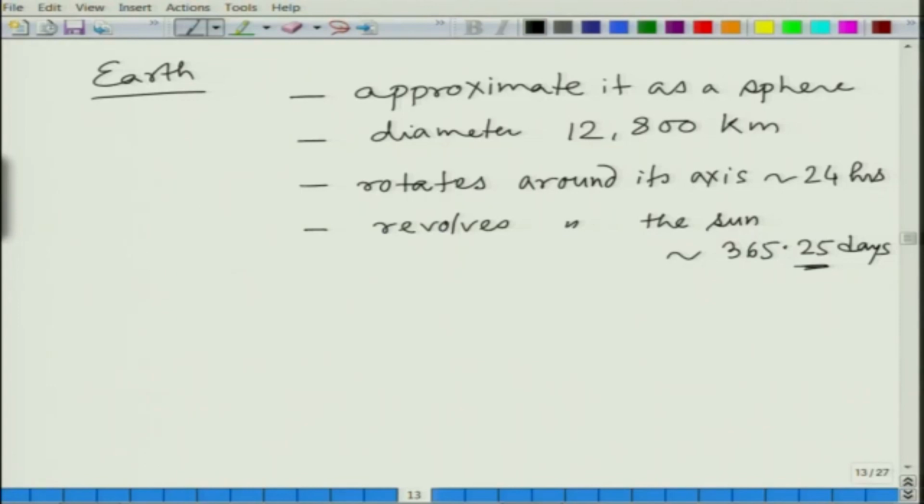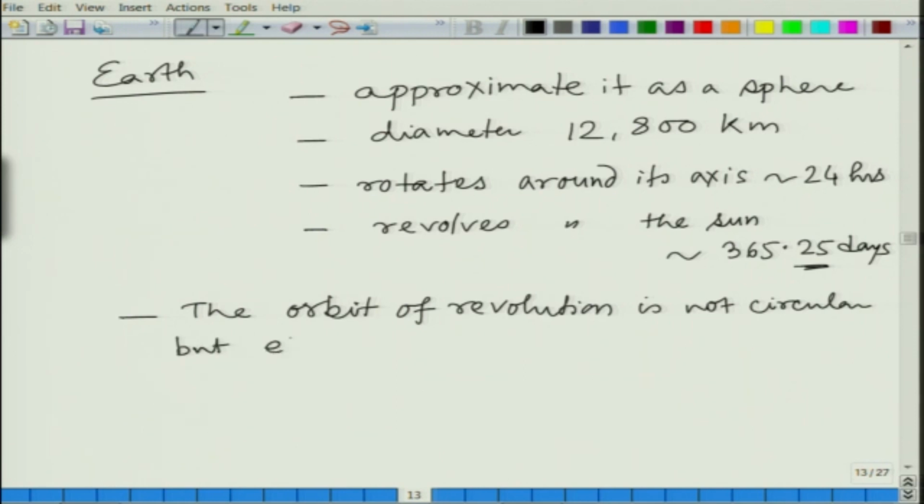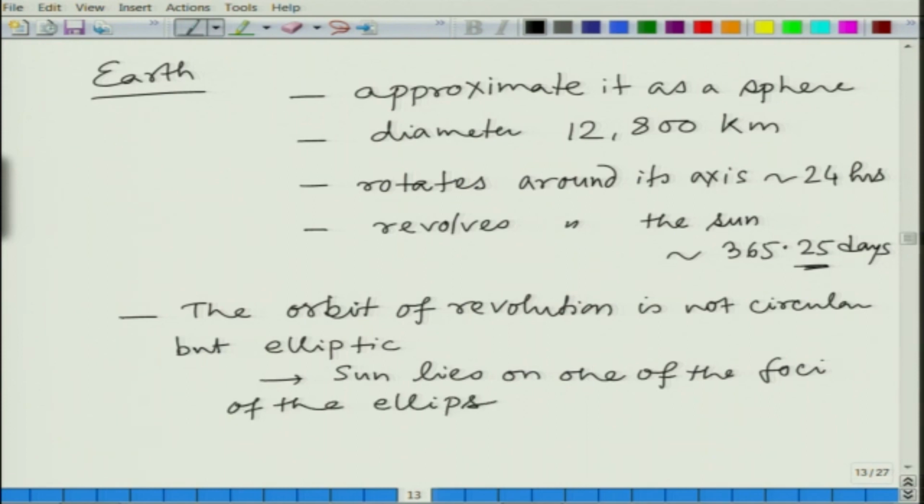Okay. So, this is about the Earth, and the interesting part is that the orbit of revolution is not circular, but elliptic. And that makes things much more interesting than a circular one. The Sun lies on one of the foci of the ellipse. And we will again see how it gives rise to many interesting things.